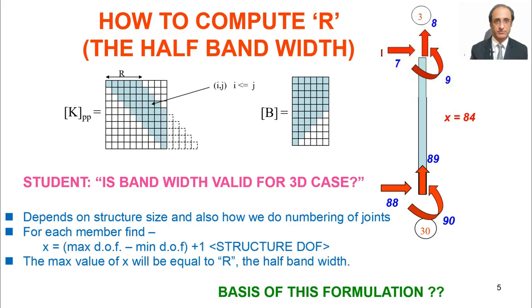So the member which has the largest gap between the two end joints will dictate the bandwidth. So finally, when it goes over all the members, then the highest of the values will be equal to R. So this loop has to be done covering all the members. Alright, so that's the bandwidth.